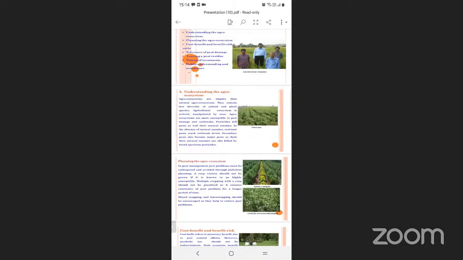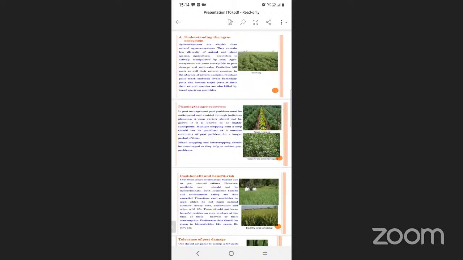Next, planning the agroecosystem. In pest management, pest problems must be anticipated and avoided through judicious planning. Like we know that a marigold crop will inhibit the development of nematodes in the earth. After removing the plants, if the roots remain in the soil, it is very effective in controlling a lot of pests in the soil. The marigold works like that.